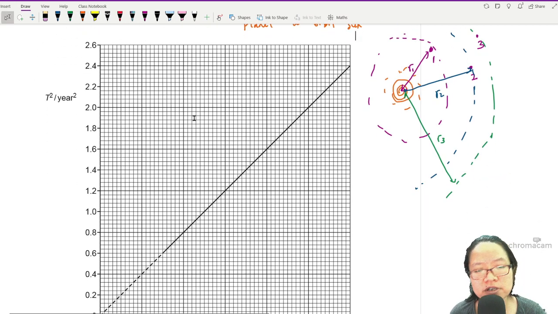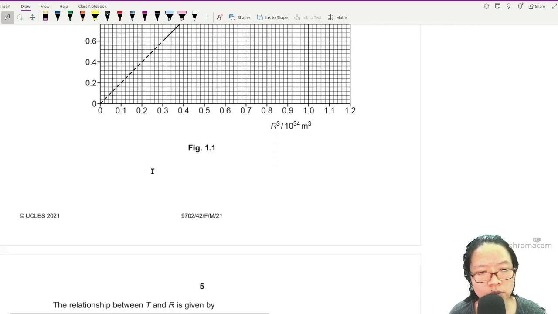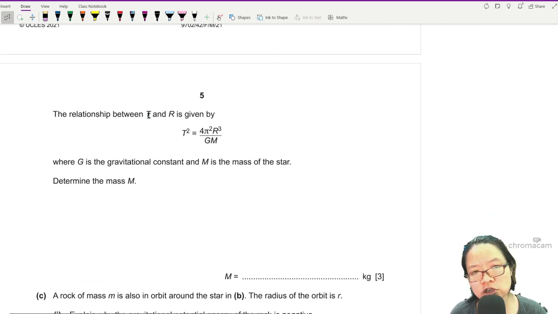So you have this graph, it's a beautiful straight line, very good. I don't know what they want from us, but let's continue. The relationship between T and R is given by this equation, where G is the gravitational constant and M is the mass of the star.